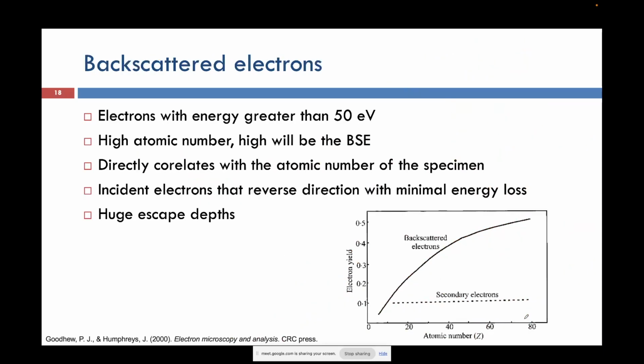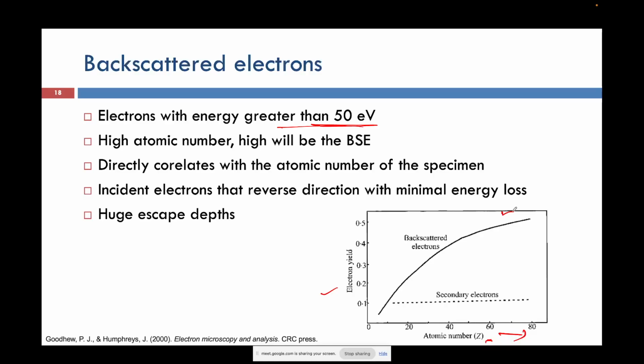And then comes the backscattered electron. Backscattered electrons are electrons which have energy greater than 50 electron volt. The higher the atomic number, the higher the backscattered electron yield. In the graph between the electron yield and the atomic number, you can see that as you go in increasing order of atomic number, the backscattered electron yield will also increase, right?